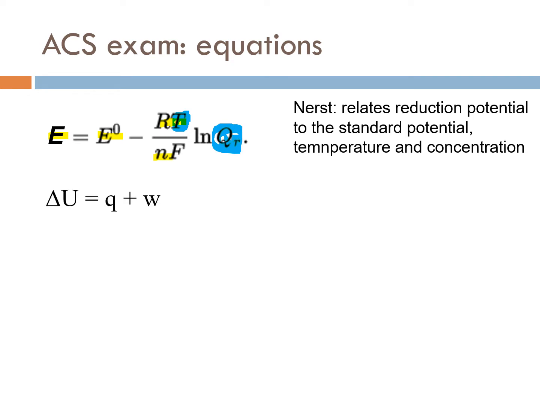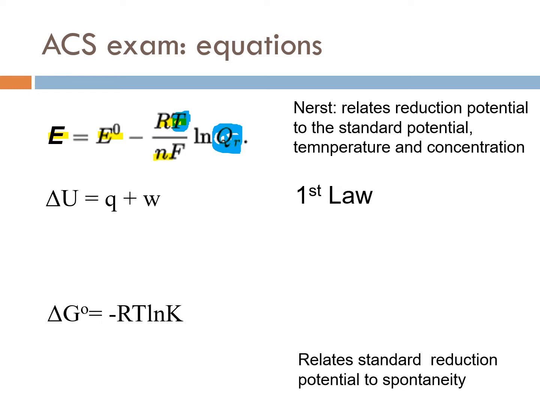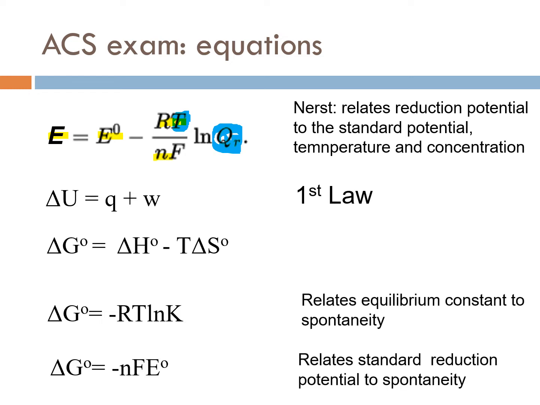First law of thermodynamics. The variation in internal energy of a system can be calculated as the sum of the heat exchanged and the work exchanged. We have a bunch of equations for delta G that are given.